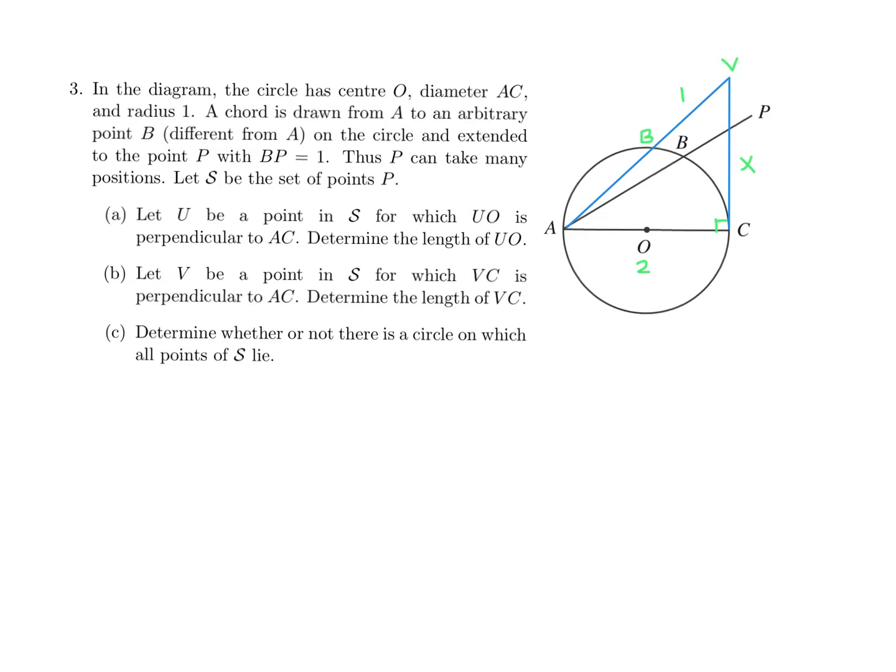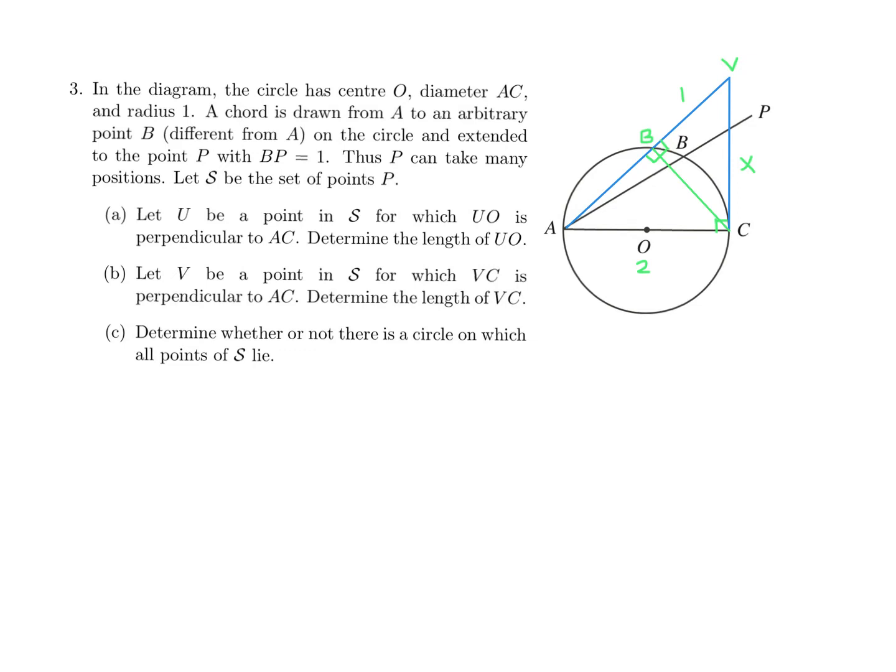Okay, and then anything else I know? I can join B to C, and if I do that like this, that will help, because any such triangle drawn within a semicircle is right angled. So that's going to be a right angle right there. So that'll help, right? Because that means this is a right angle also. Okay, and anything else? I think that should be it for now.